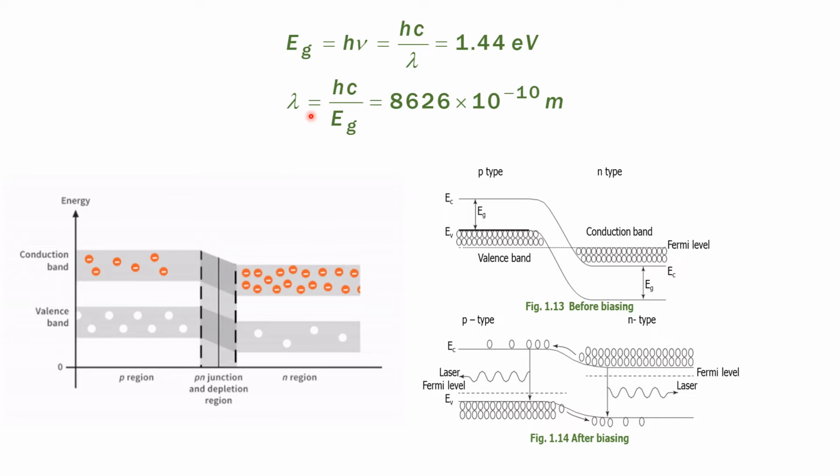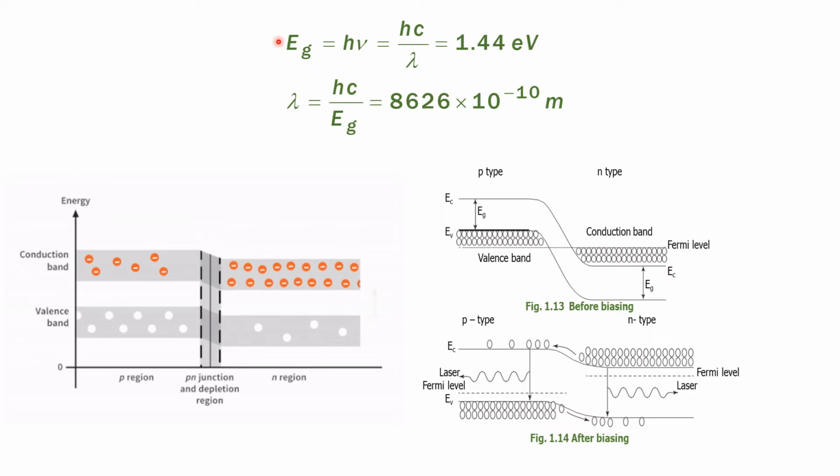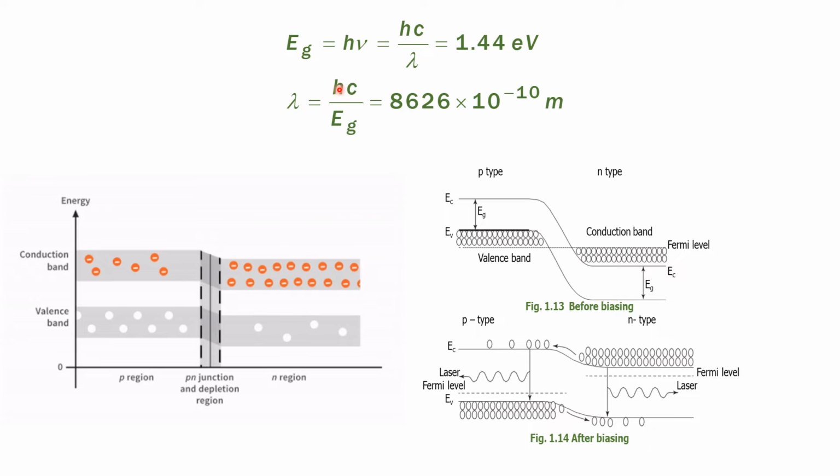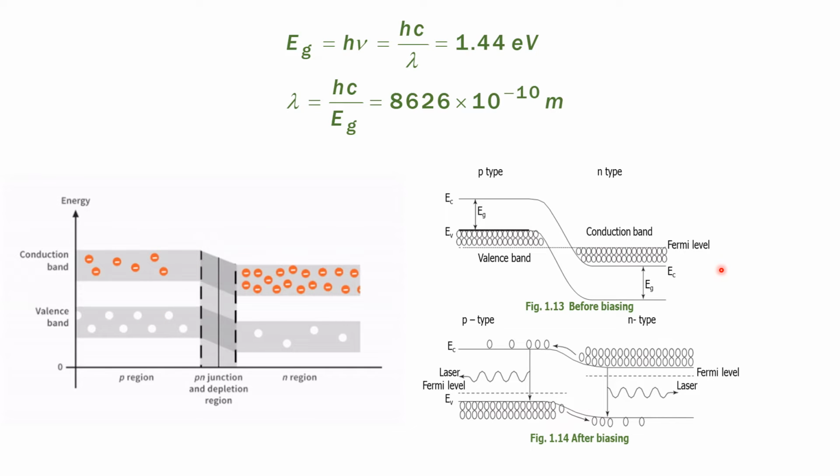Now the wavelength emitted will directly depend on the band gap of the material. Here the band gap of gallium arsenide is 1.44 electron volt, and then how to find lambda: E equals h nu, and when you substitute nu equals c by lambda, you get lambda equals hc by Eg. When you substitute the Planck's constant, c value and band gap value, you end up with 8626 into 10 power minus 10 meter. This is the wavelength emitted in the homojunction semiconductor material when a gallium arsenide material is used for fabrication.